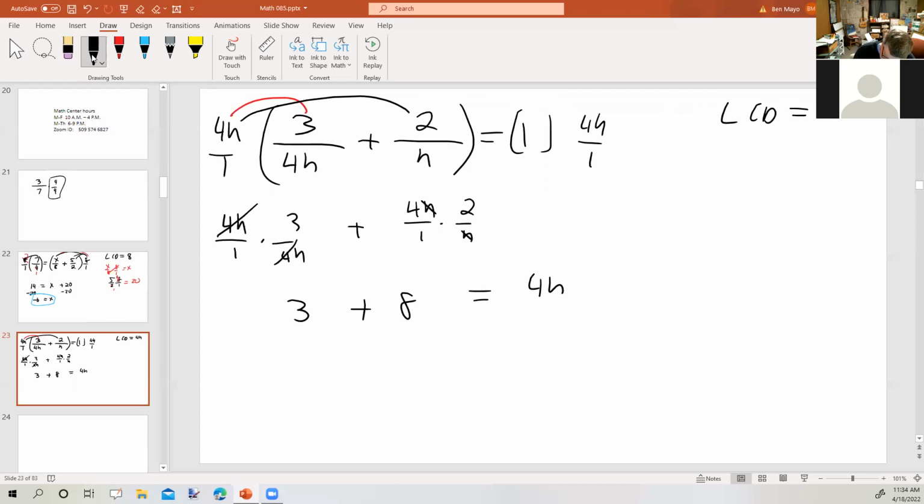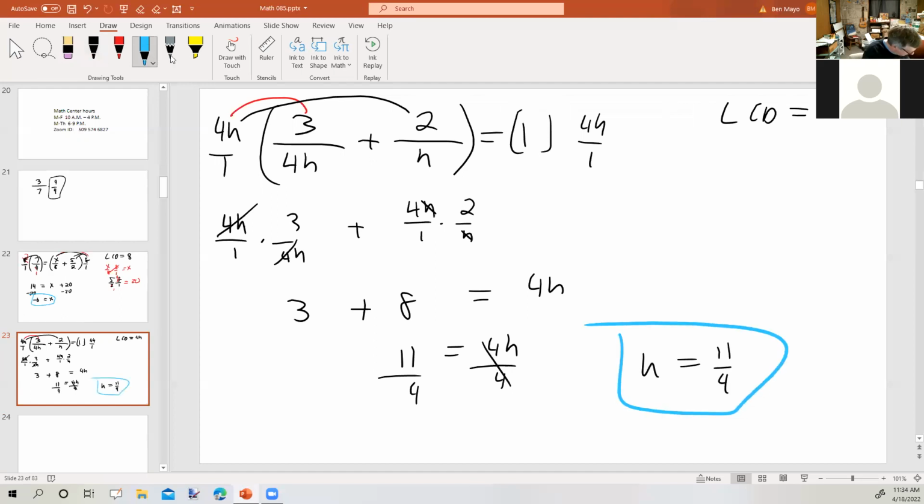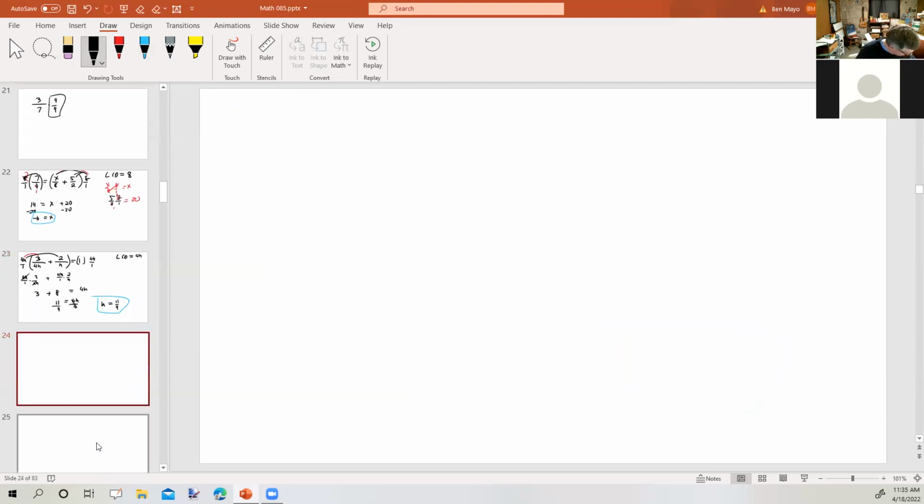So now we have what? 11 equals 4h. Divide both sides by 4 and h equals 11/4. Just a reminder, WebAssign doesn't like mixed numbers, so you'd want to put an improper fraction as an answer rather than what, 2 3/4. Okay. Another example.